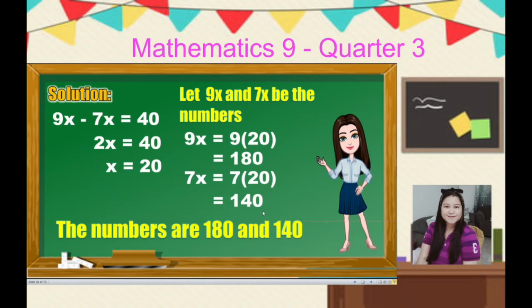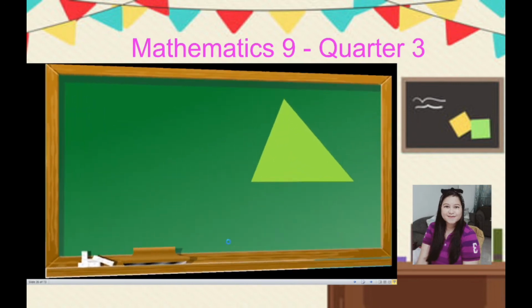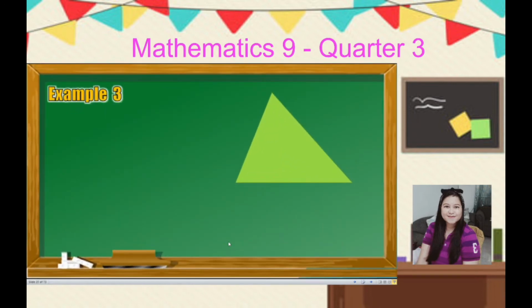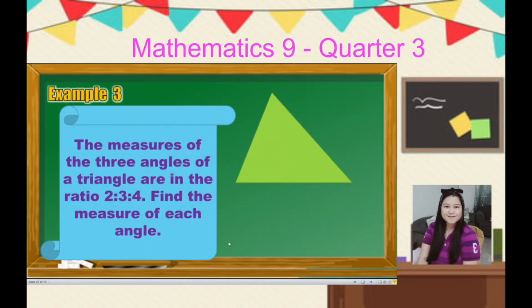So, yung dalawang numbers na hinahanap natin is 180 and 140. From the given problem, sabi the difference between two numbers is 40. So, when you subtract 140 from 180, you will get 40. So, therefore, your answer is correct.